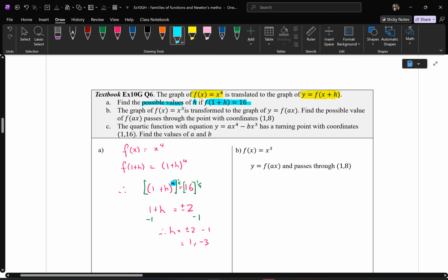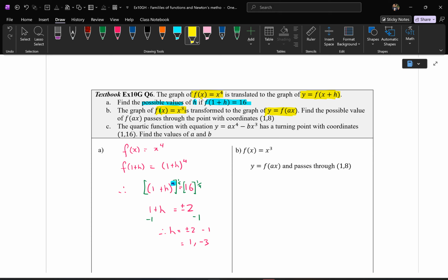B. The graph of f of x, which is now a different one, x cubed, is transformed to the graph of y equals f of ax. So there's a parameter there. Find the possible value of a, if f of ax passes through the point with coordinates 1, 8. What's the next step now? How do I then solve this one?